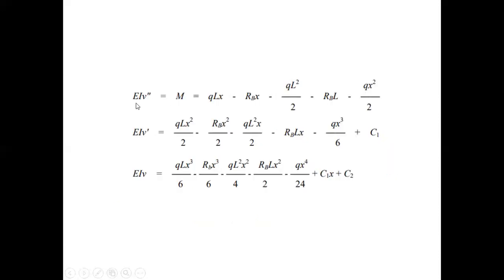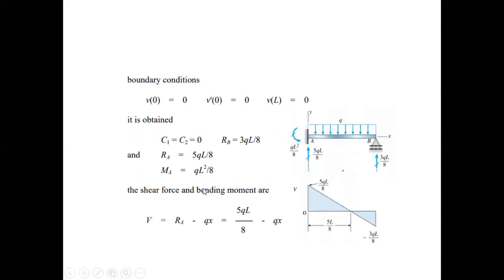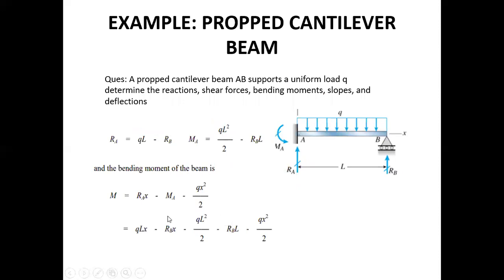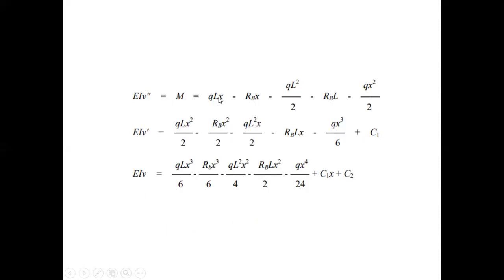So it will be like this: EI v double dash is equal to M, and the value of M that we have calculated over here, we'll substitute into this equation. Similarly, if we again integrate this equation, this will be EI v dash, and the equation will become like this. This is qlx squared.